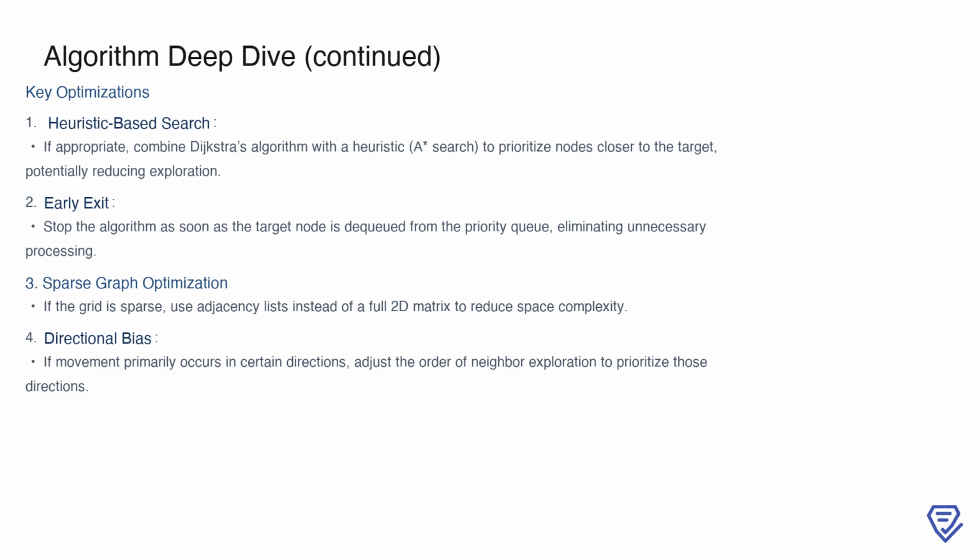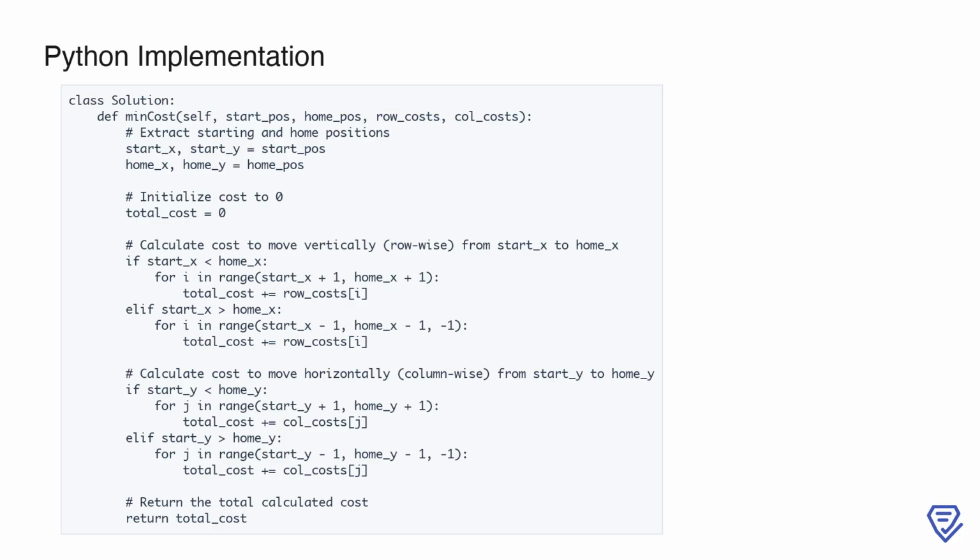The provided Python implementation solves LeetCode problem number 2087, minimum cost homecoming of a robot in a grid. The goal is to compute the minimum cost for a robot to move from its starting position to its home position based on row and column movement costs. The function minCost takes four inputs: start_POS, the robot's starting coordinates, home_POS, the robot's home coordinates, row_costs, an array representing the cost of moving through each row, and col_costs, an array representing the cost of moving through each column.